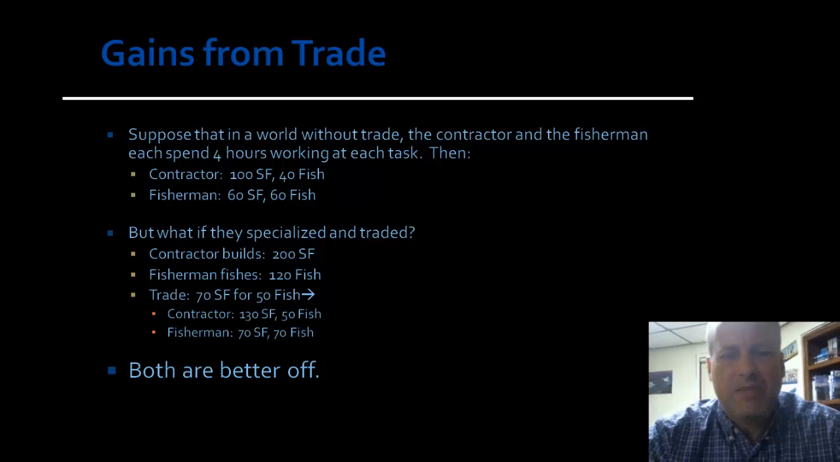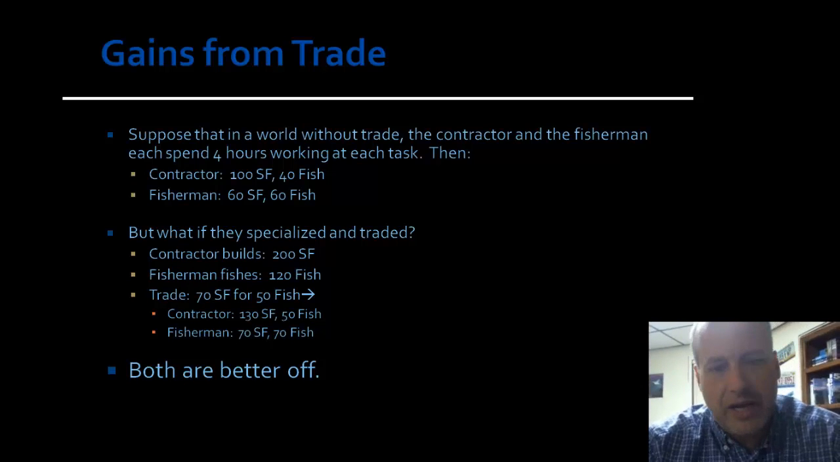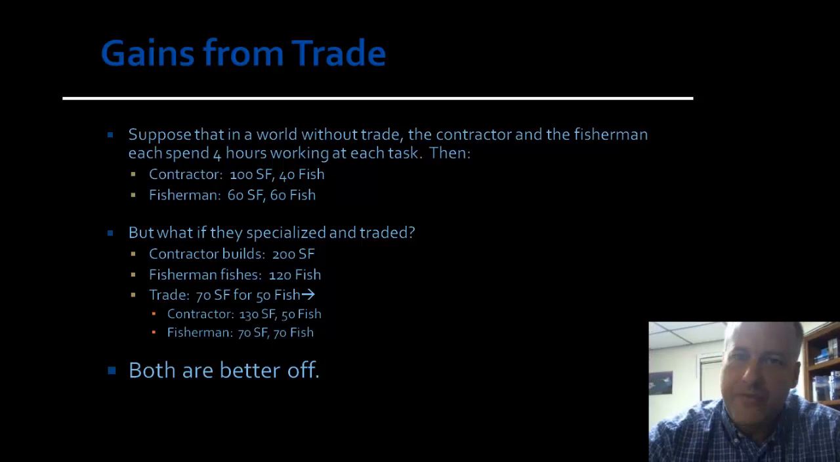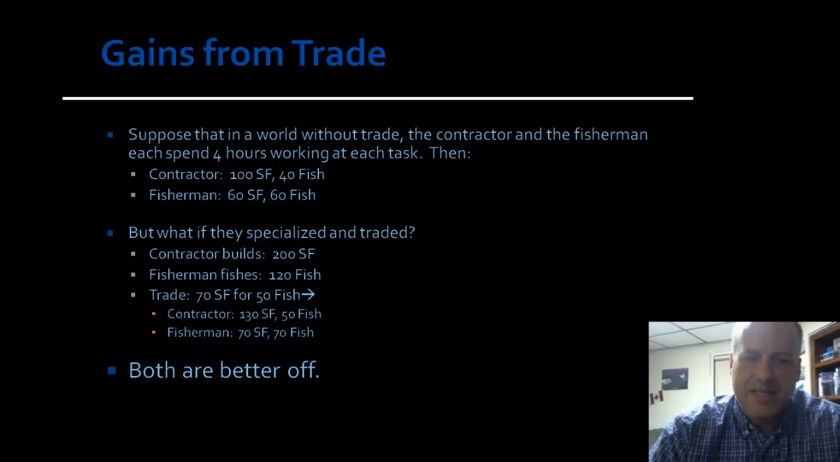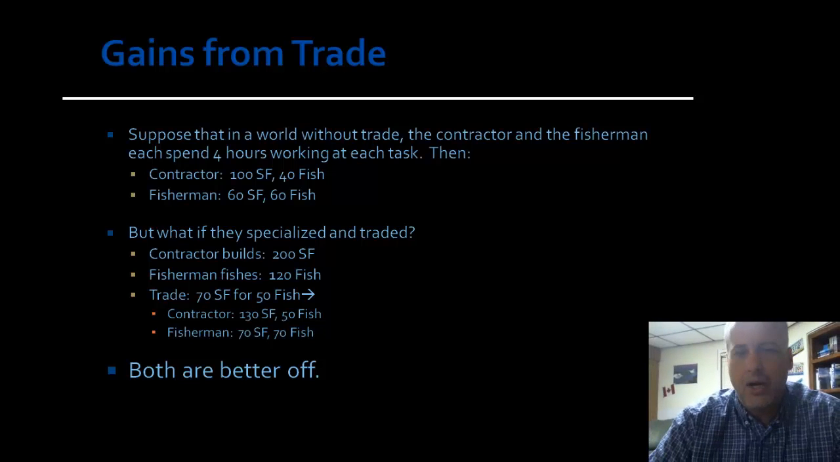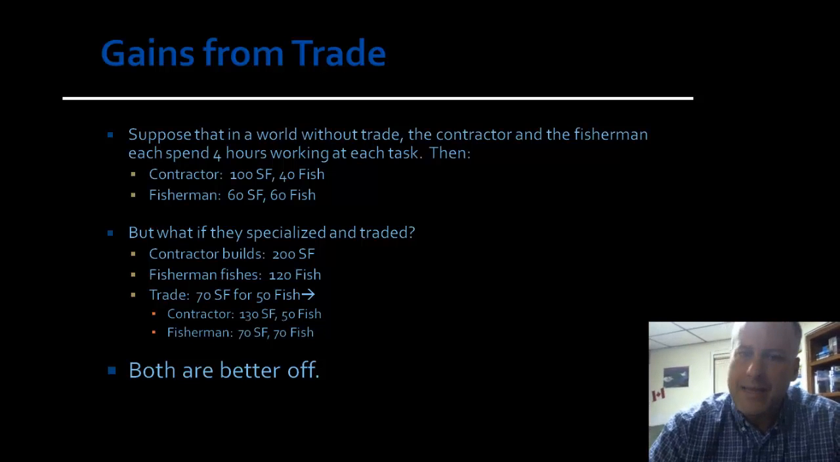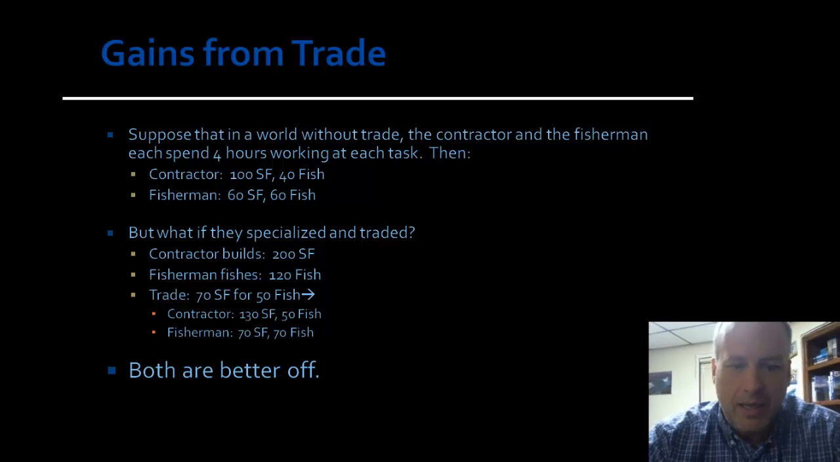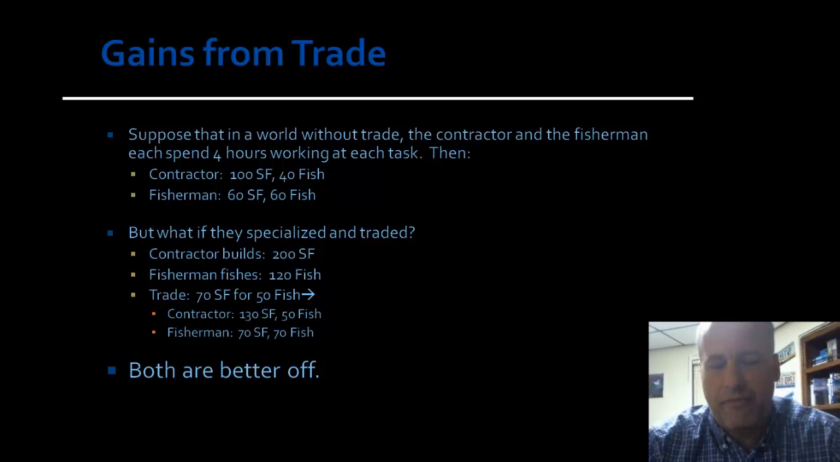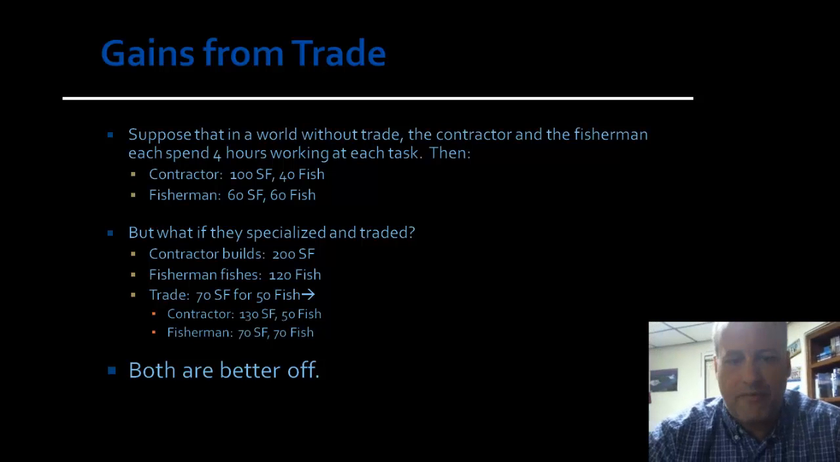But then if they specialize and trade, if the contractor builds all day and the fisherman fishes all day, then at the end of the day we wind up with 200 square feet being built and 120 fish being caught, and the opportunity for gains from trade. If we trade 70 square feet for 50 fish, then the contractor winds up with 130 square feet of shelter and 50 fish at the end of the day. Meanwhile, the fisherman winds up with 70 square feet and 70 fish at the end of the day, and both of them are better off.